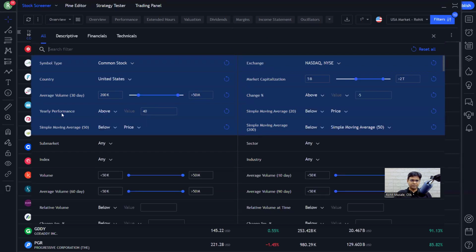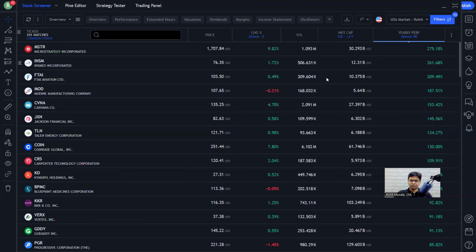There is one more filter which I have added here. This you are allowed to tweak. So yearly performance. Every stock on this list has a yearly performance of 40, so in the past 1 year, that stock has gone up minimum 40%. This is called relative strength. This number you can tweak. Currently, if we put this filter, you will see there are 101 matches. So out of thousands of stocks, this filter is filtering out 101 stocks for you.